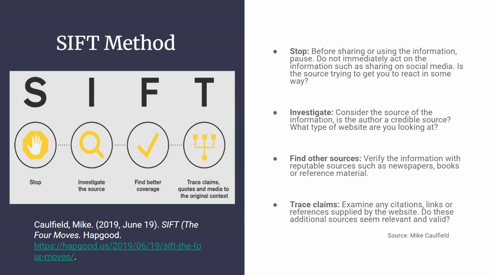The next letter is I. Investigate. Consider the source of the information. Is the author a credible source, and what type of website are you looking at? Look carefully at the output or the content or what the text is. Is there information about how it was generated, what program generated the AI content? And if you're looking at a website, is the author of the website someone who's an expert in the field or can speak as an authority on whatever the content is?